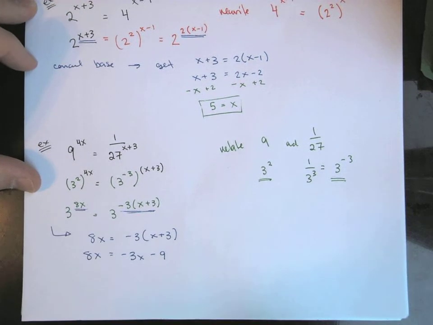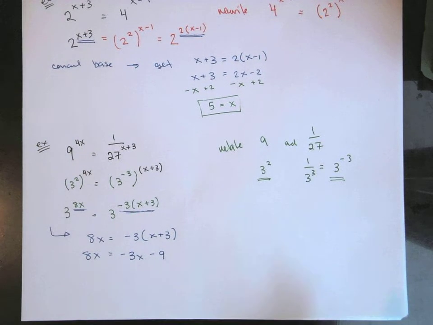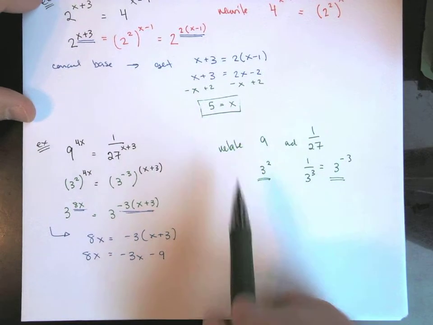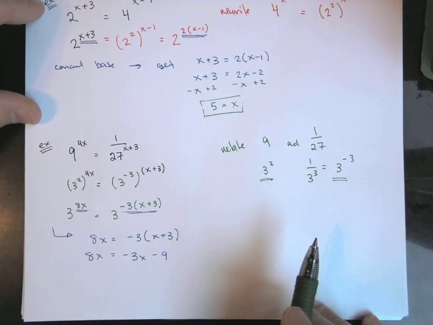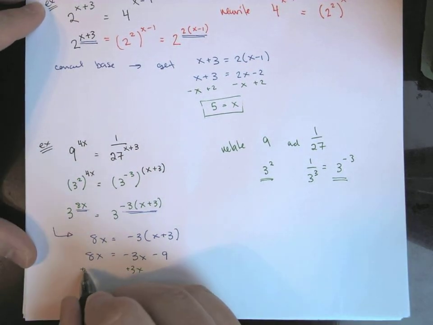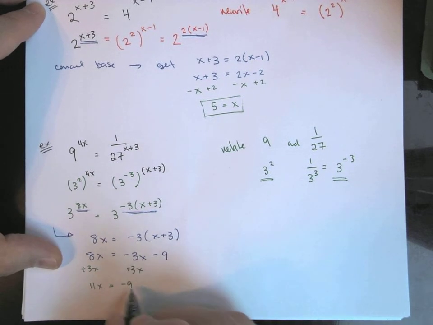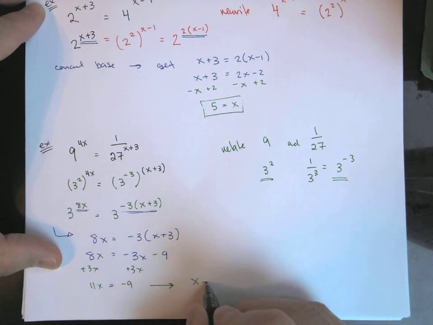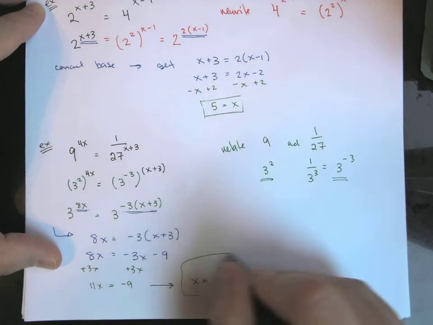So we're going to get some sort of semi-awkward fraction-type value. That's fine. We're not guaranteed to hit a nice whole number like we did in the first one, especially if we start pulling some more awkward relationships with our exponents. So let's add this 3x over. So this is going to be what? 11x on the left equals negative 9. So that means our x value itself would be negative 9 over 11.